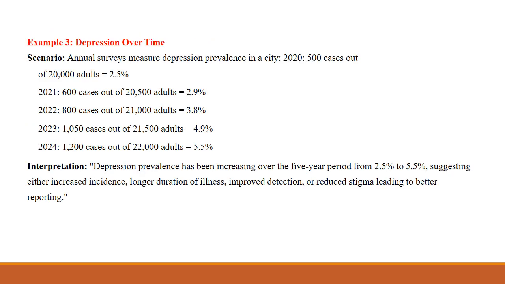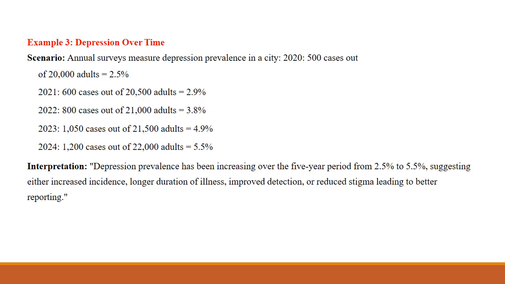Example number 3, depression over time. Annual surveys measure depression prevalence in a city. In 2020, 500 cases out of 20,000 adults, that is 2.5%, and we calculate the same over the years. In 2021, 600 cases out of 20,500 adults, that is 2.9%. In 2022, 3.8%. In 2023, 4.9%, and 2024 is 5.5%.